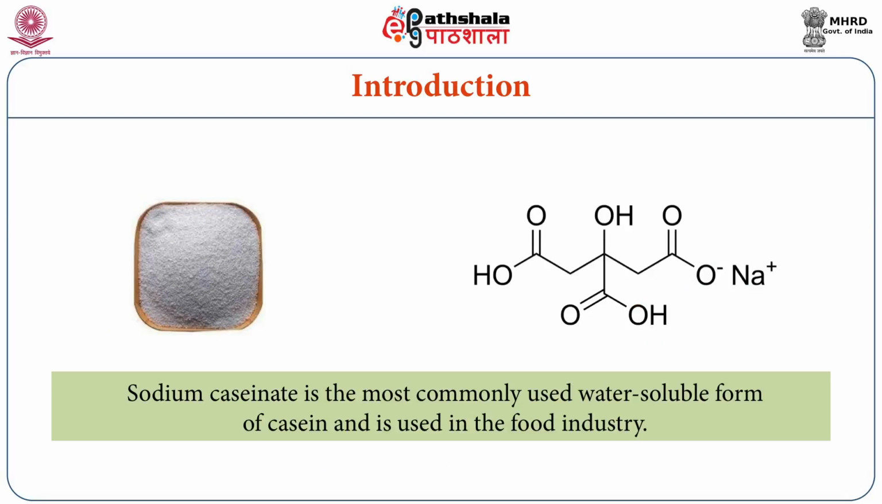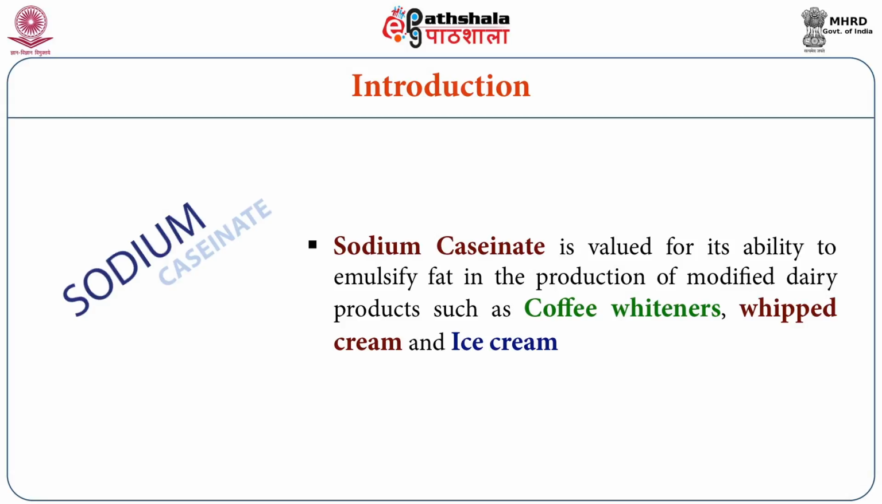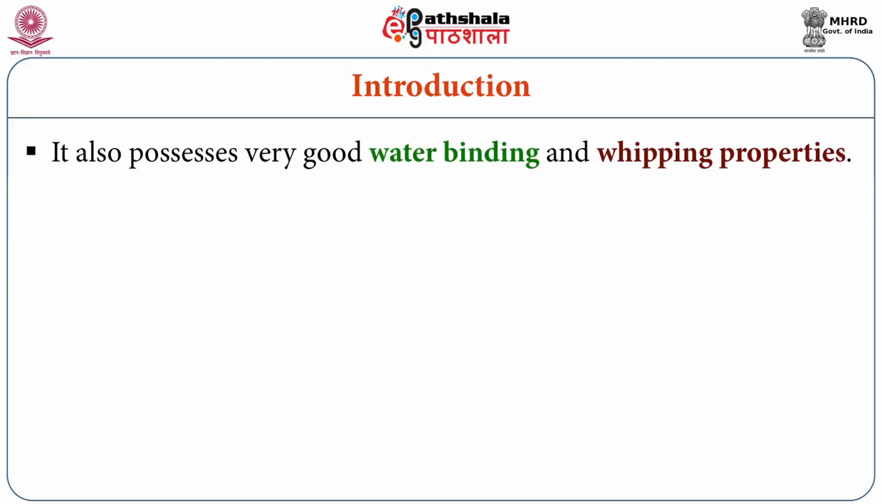Sodium caseinate is the most commonly used water soluble form of casein and is used in the food industry. The two main reasons for using sodium caseinate as an ingredient in foods are its functional properties such as whipping ability, emulsification property, water binding property and its nutritional value, since it has 2.5 protein efficiency ratio. Sodium caseinate is valued for its ability to emulsify fat in the production of modified dairy products such as coffee whiteners, whipped cream and ice cream. It also possesses very good water binding and whipping properties.